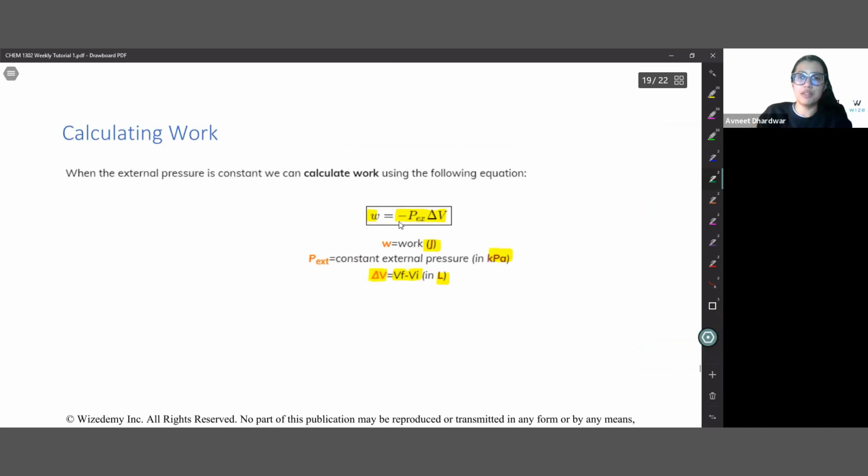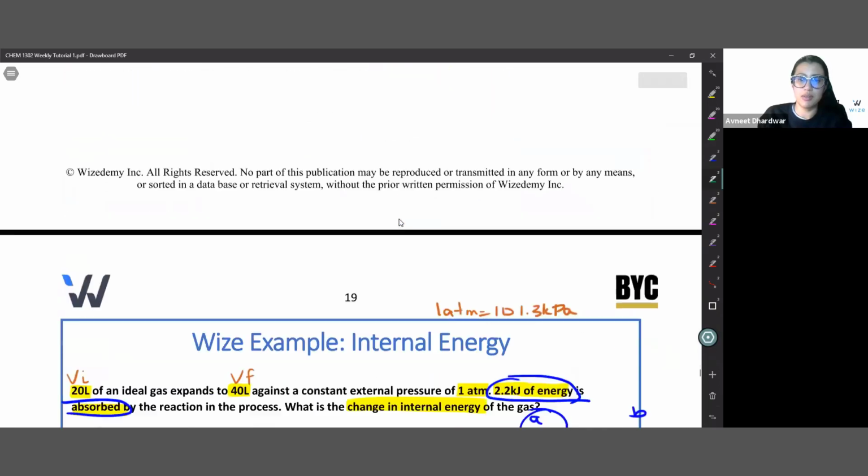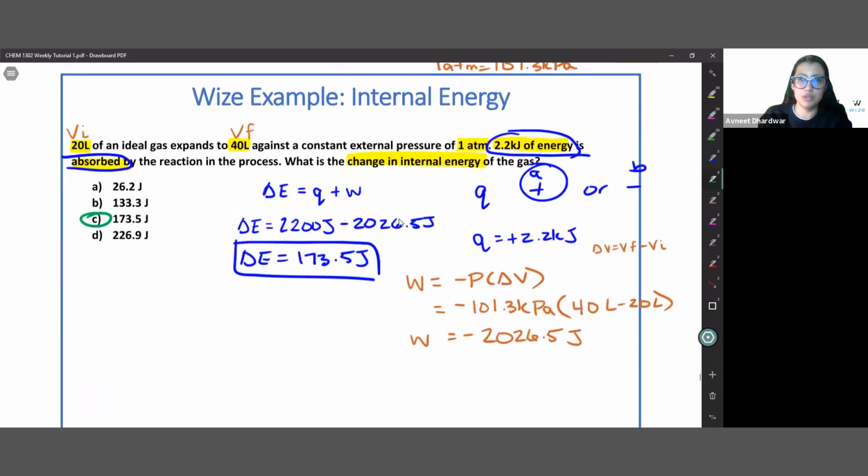I can go over the details of why there's a negative in that equation at the end of the session, okay? But let me just keep going through this, and I'll make sure to come back to that at the end.